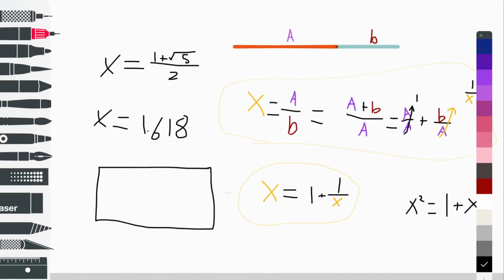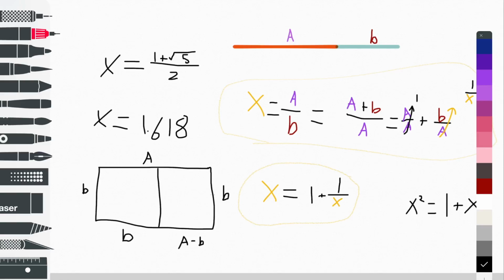If I draw this thing, which is called a golden rectangle, let's say this is side A and this is side B, and let's construct a little square of B. So this is going to be A minus B. And this is going to be B. Now let's construct another square of A minus B. So this is A minus B. And then continue like that.